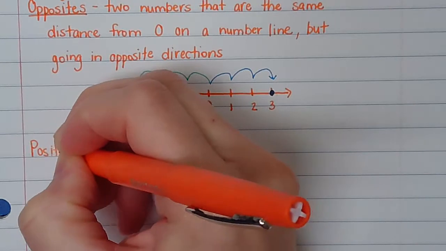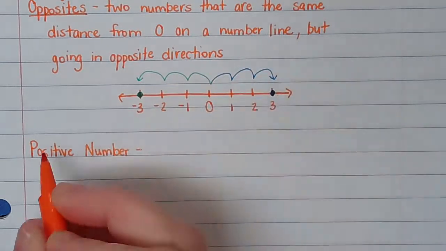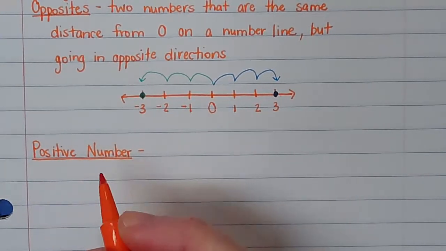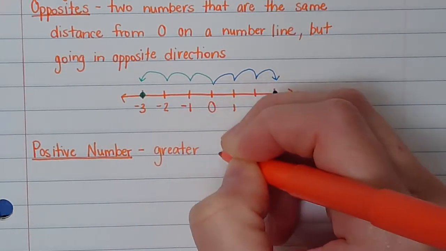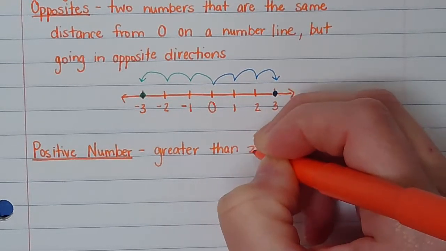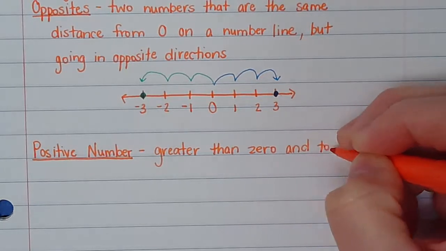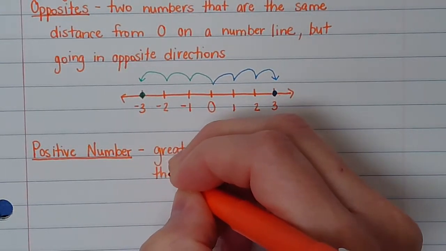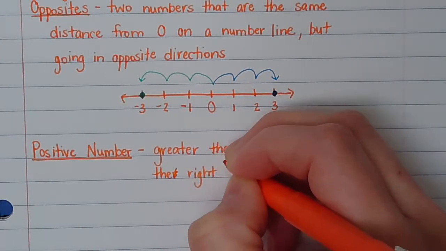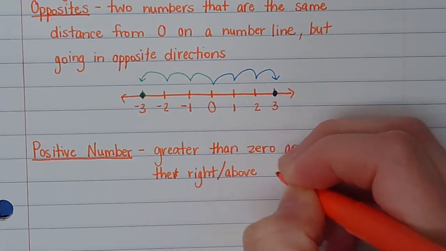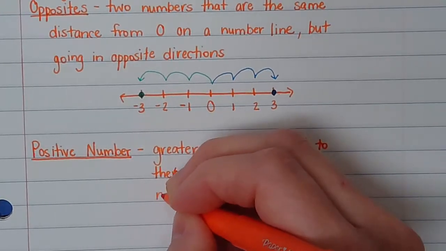Positive number. It is a number greater than 0 and to the right, to the right slash above 0 on a number line.